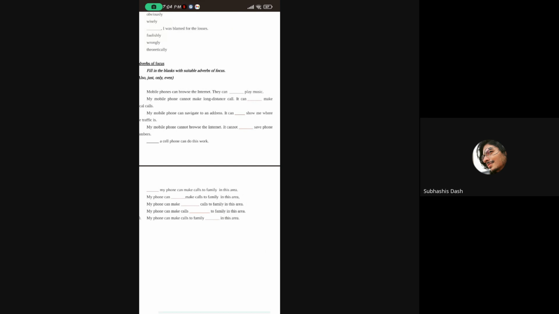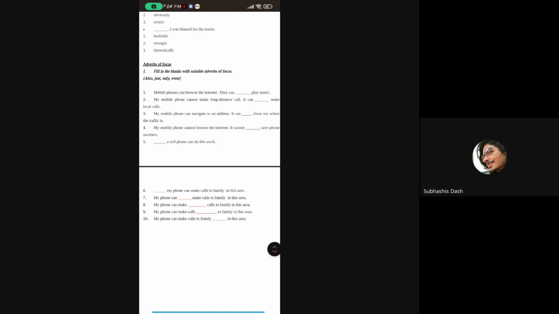My mobile phone cannot make long distance calls. It can dash make local calls. Only, just. So you can say only, you can also say just. It can just make local calls or it can only make local calls.